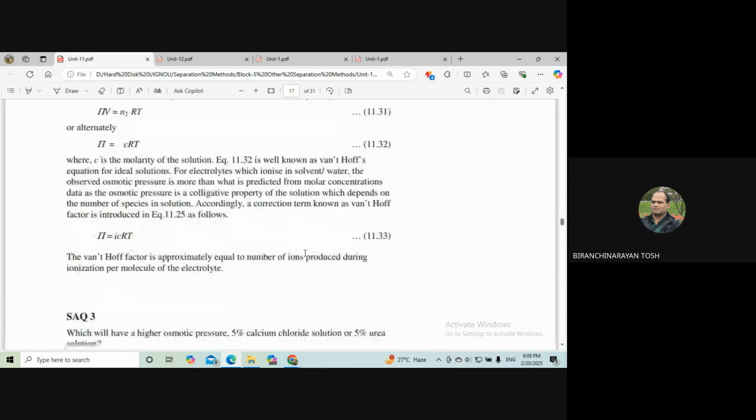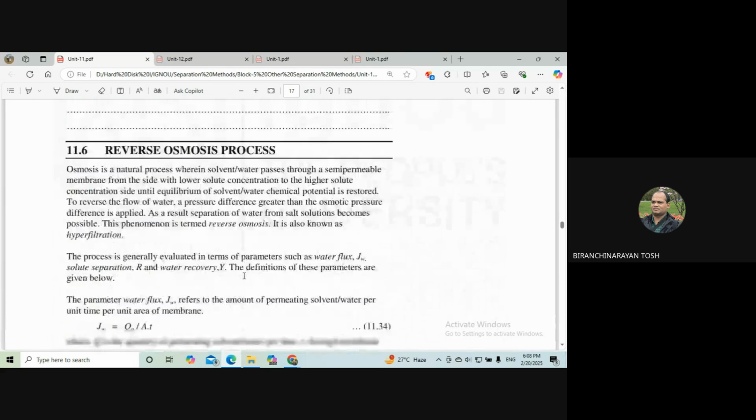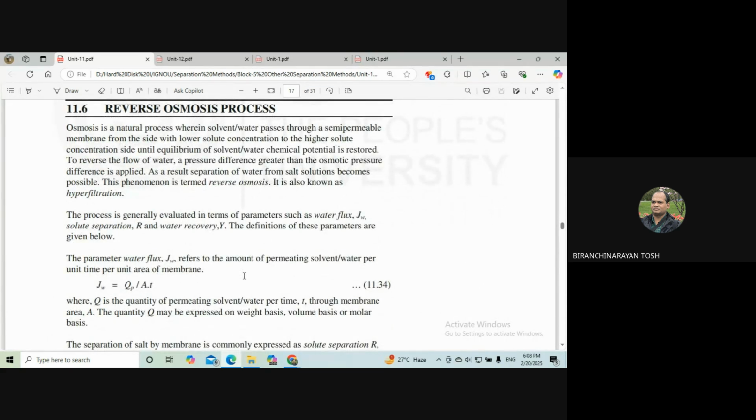So the van 't Hoff factor i is equal to the observed colligative property divided by the theoretical, experimental to theoretical. So the van 't Hoff factor is approximately equal to the number of ions produced during ionization per molecule of the electrolyte. So this is the relationship. Then we'll move to the reverse osmosis process. So let us have a little 5-minute break, then we'll come.